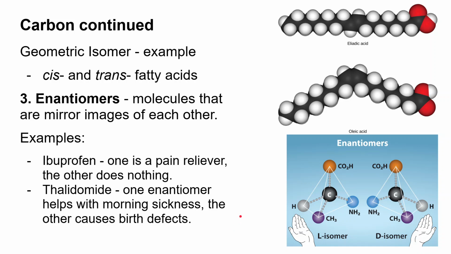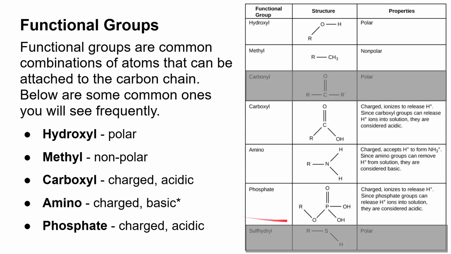All right, so with that in mind, last thing I want to talk about with carbon is some of the common functional groups that we tend to find on these. There are 5 of them that you are going to see a fair amount of, so you should be familiar with them. These are just common combinations of atoms that can be attached to the carbon chain. So imagine R here is your carbon chain. R basically suggests that there's something over here, and then this is the thing that's stuck on.